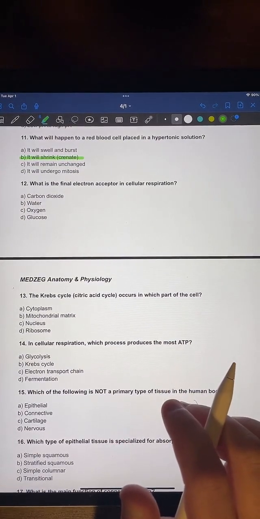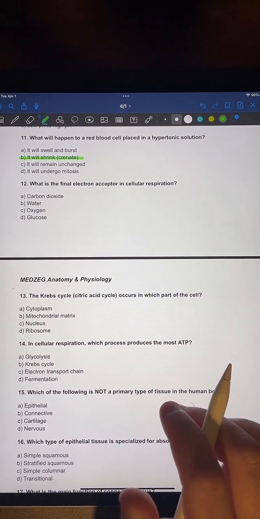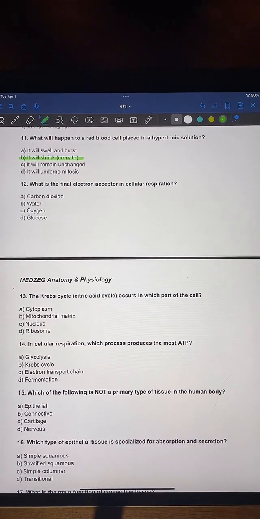Number 12, what is the final electron acceptor in cellular respiration?